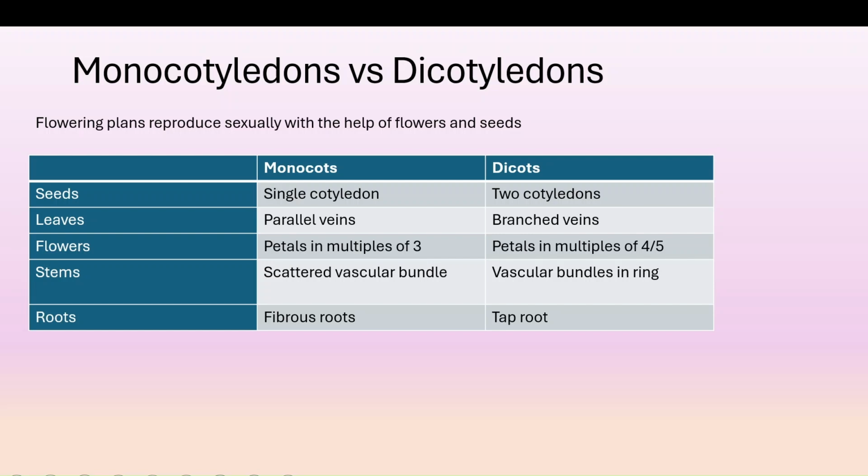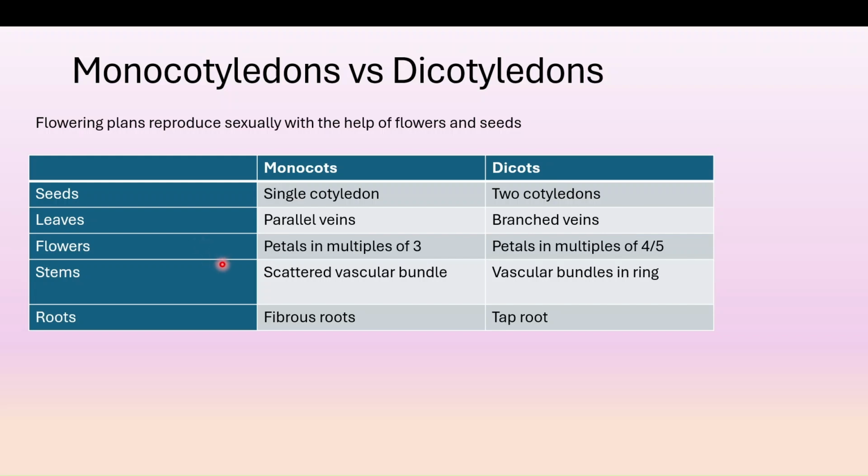Now let's look at flowering plants. Flowering plants are plants that produce seeds inside a flower, and these are further divided into two, monocots and dicots. So the full name is monocotyledon and dicotyledon. So the seeds, a monocot is a single cotyledon. A dicot has two cotyledons. The leaves are also different. The monocots have parallel veins, while the dicots have branched veins.